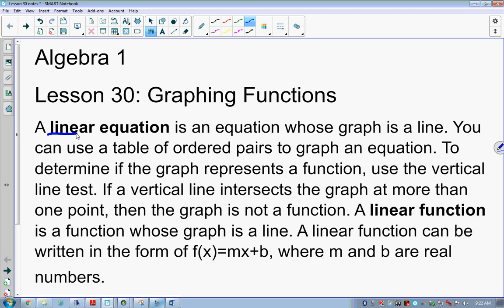So if a vertical line intersects the graph at more than one point, it's not a function. A linear function is a function whose graph is a line, just not a vertical line. Okay. A linear function can be written in the form of f of x equals mx plus b, or y equals mx plus b, where m and b are real numbers. I think we're familiar with most of that information.